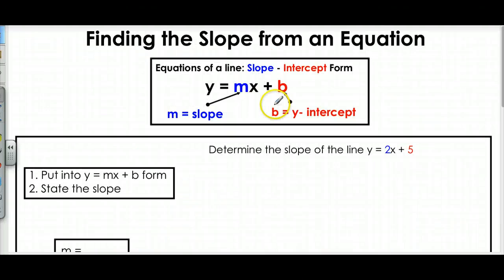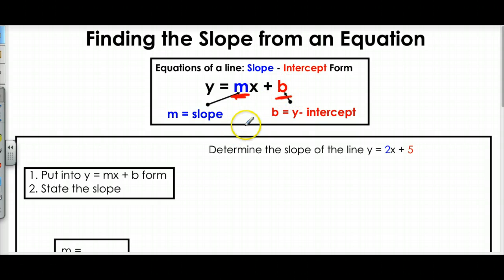Okay, now this is probably the most difficult way to find the slope, and this is finding the slope from an equation when it's in slope-intercept form. Now you might remember this, but an equation in slope-intercept form is y equals mx plus b. The m, which is in front of your x, is the slope, and the b is the y-intercept. And guess why they call it slope-intercept form? Because you can see the slope and the intercept.